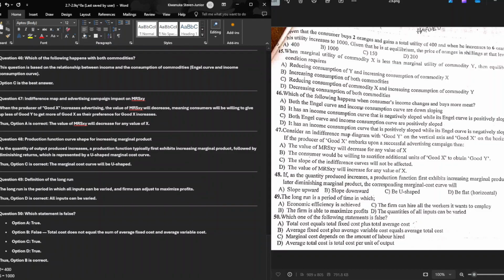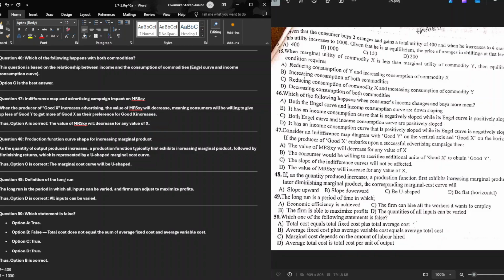So to find the price, it will be equal to the change in marginal utility. Okay, well, actually the change in MU will be equal to, we get this 1000 minus what? Minus 400. And we get our answer as 600.